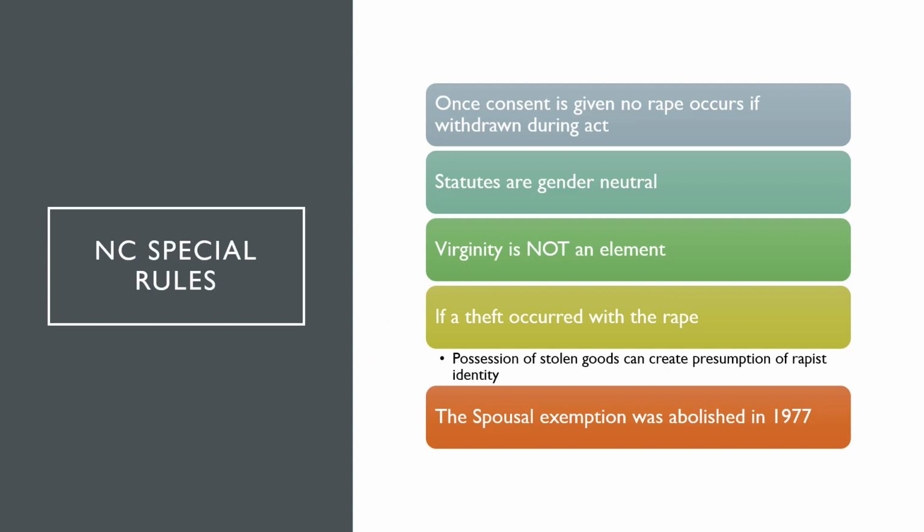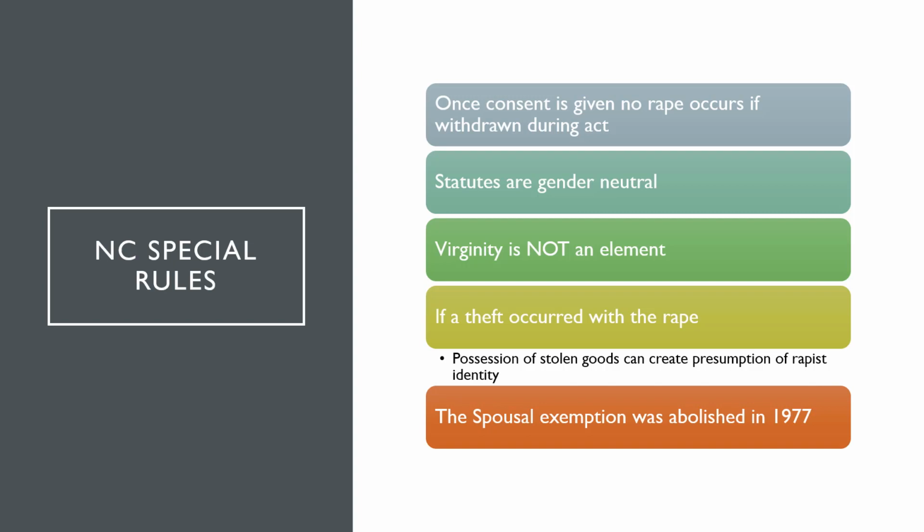All right, so let's look at some special rules. One of the things is, once consent is given in North Carolina, no rape occurs if it's withdrawn during the act. So if there's not sufficient time, and this is a difficult thing, if someone has consented to sex, they're having sex, and at a certain point, the other person changes their mind and one party continues, it's generally not going to be a rape.